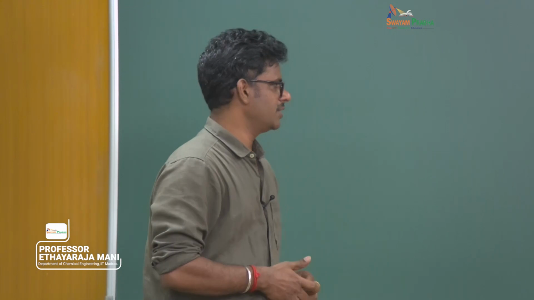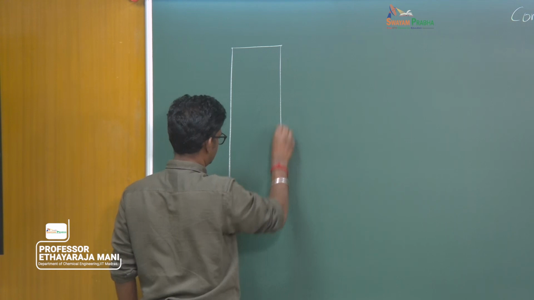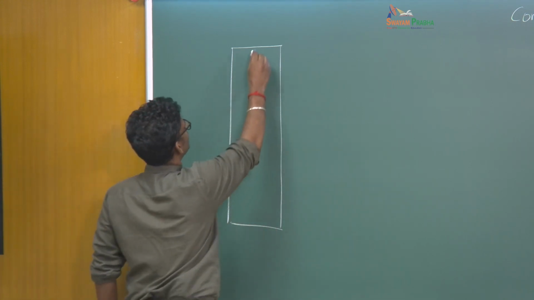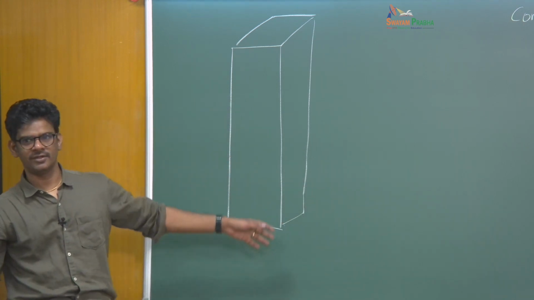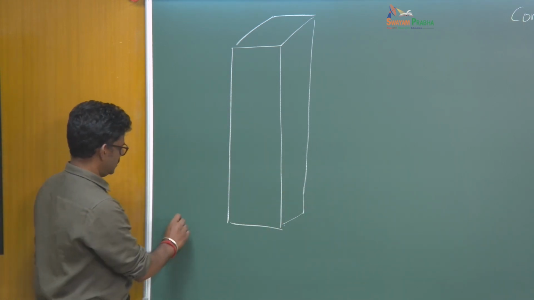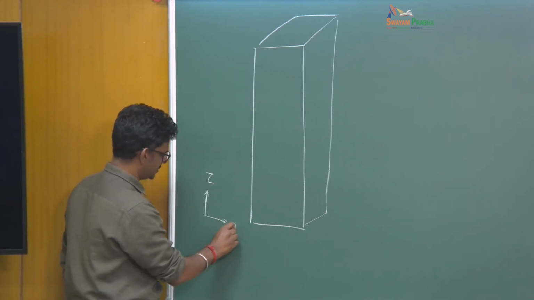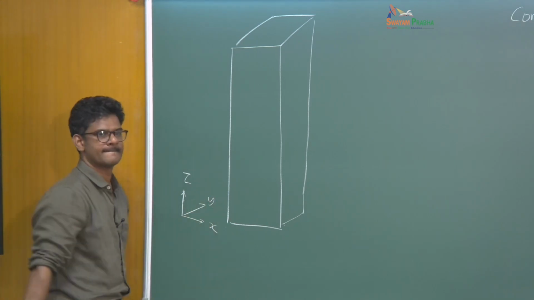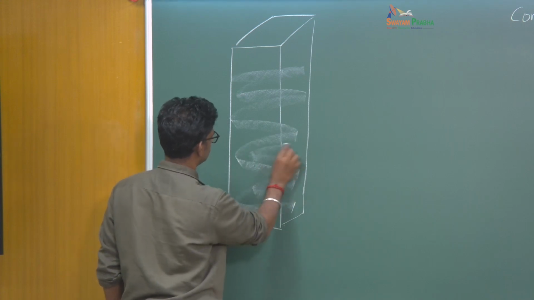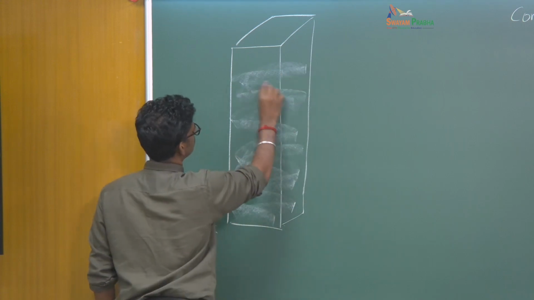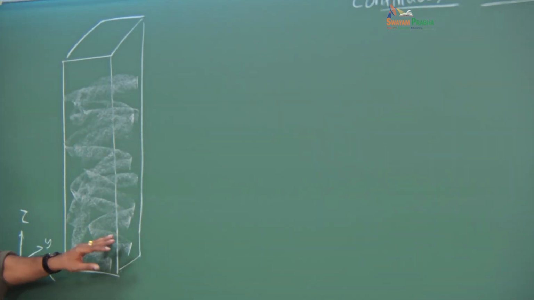The system that we are thinking about is something like a large column. It is made as a rectangular column. We take this as the z direction, this as x, and this as y. Then we fill this with a liquid. In this liquid you have some suspended particles.